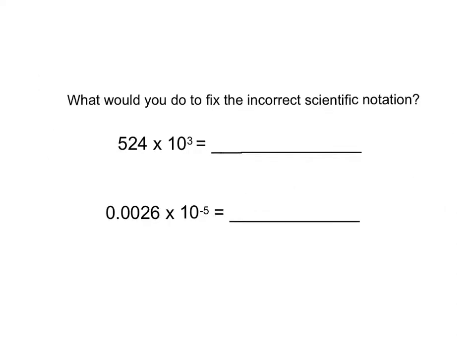Here's a couple more examples of just some incorrect scientific notation that we could choose to fix. That first one says 524 times 10 to the 3. Well, 524 is not a number between 1 and 9.99999, so we have a decimal there. Currently, it needs to be moved over another 2 places, so that instead of 524, it is 5.24. Hopefully you know that 524 doesn't fall between 1 and 9.999, but 5.24 does.